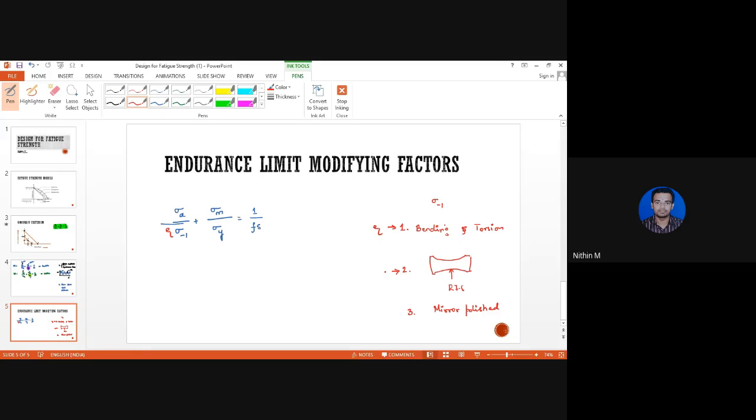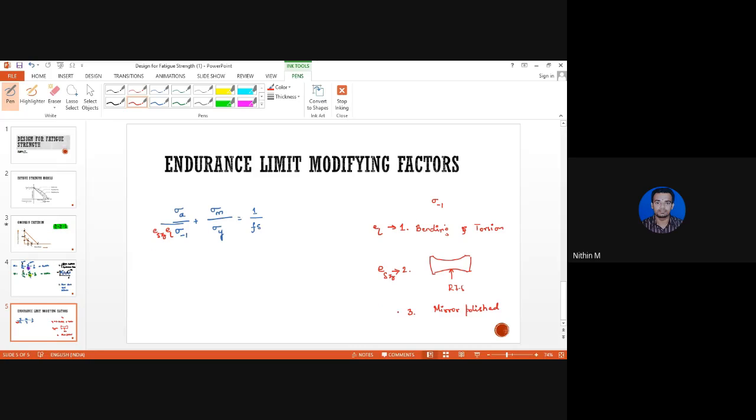So that is the reason, if the shape as well as size of the component varies, then the endurance limit will also vary. Now the modifying factor which corresponds to change in size of the specimen is represented by ESZ. Again, I will be multiplying it to the endurance limit.